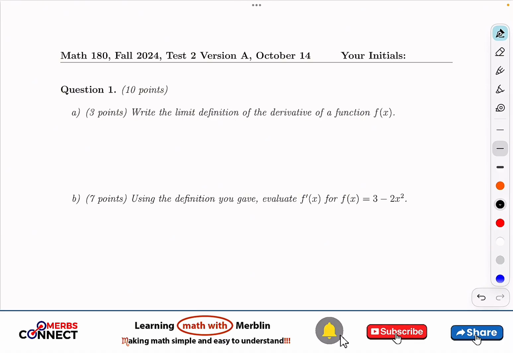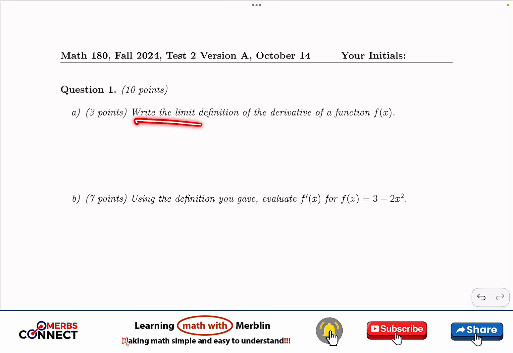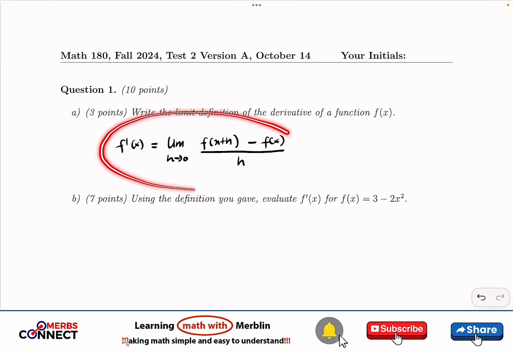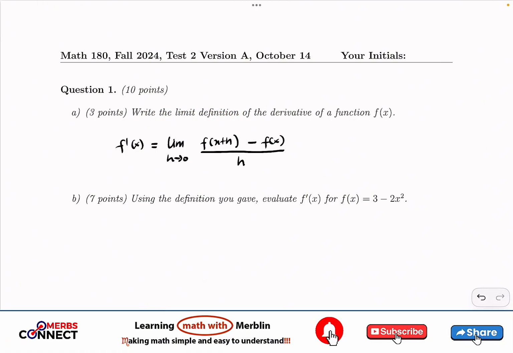The first question is asking us to write down the limit definition of the derivative of a function. This is pretty straightforward. We should be able to know how to write the formula down. So let's do that. f prime is equal to the limit as h approaches 0 of f of x plus h minus f of x, all divided by h. So this is basically the limit definition of the derivative, right?